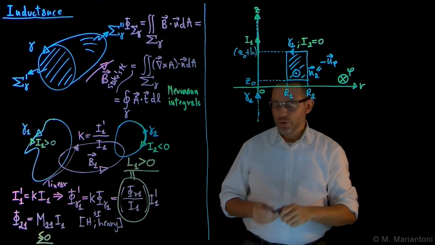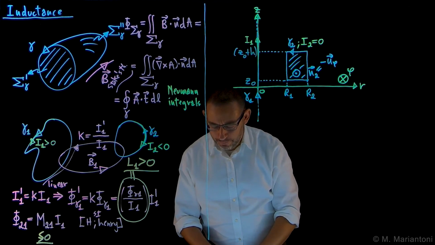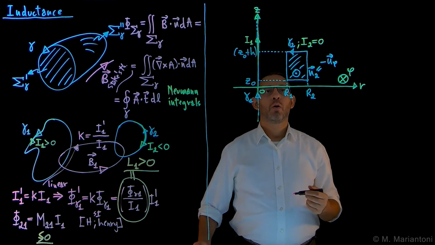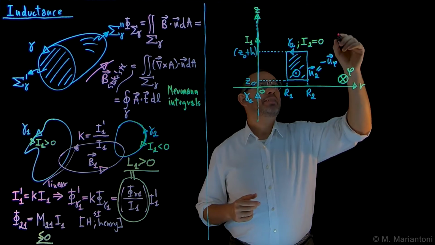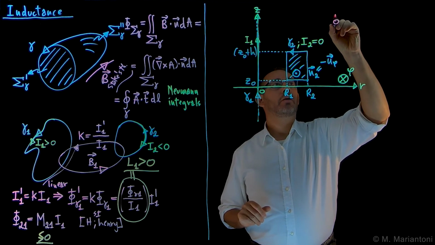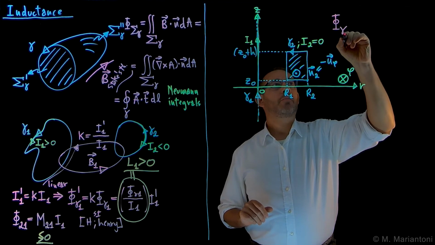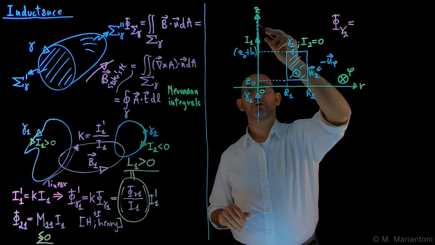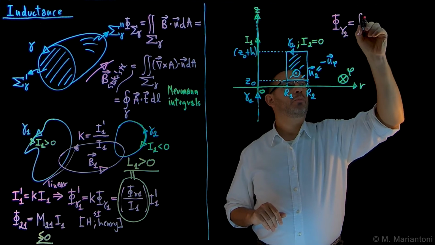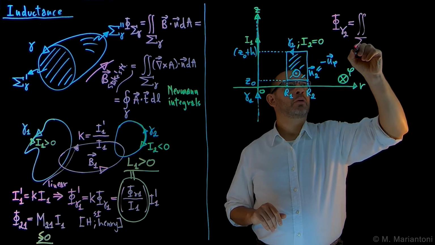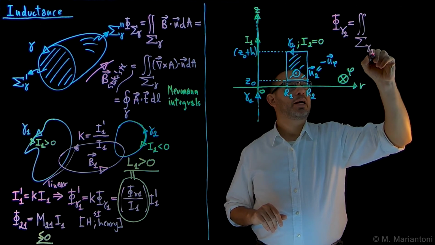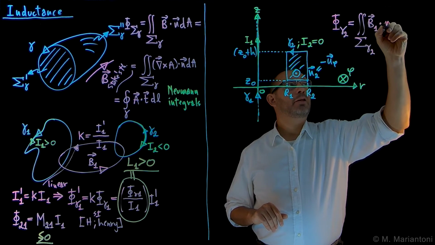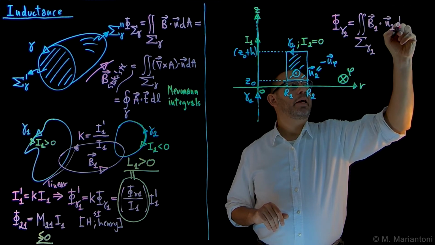So now, in order to solve this problem, with respect to this cylindrical coordinate system, we intend to calculate the flux through gamma 2 due to B1, which is the magnetostatic field generated by I1. So we want to compute the flux through the surface associated with gamma 2 of B1 dotted n2 dA.